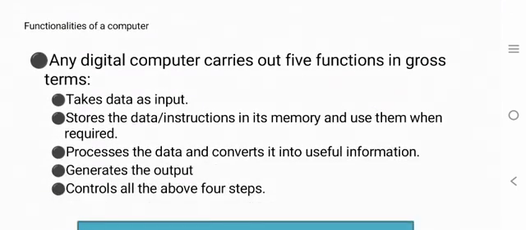Now the next one is the functionalities of a computer. A computer system performs five major functions. It takes data as input, stores it temporarily or permanently, processes it to create meaningful output, displays or prints the result, and finally it controls the unit, managing all these steps. So this is the functionality of a computer as an efficient and reliable tool for all types of data handling.